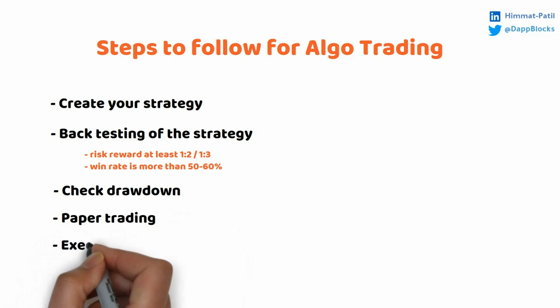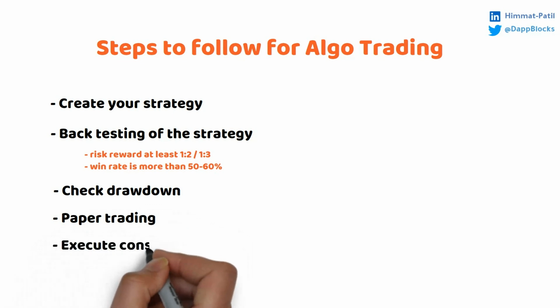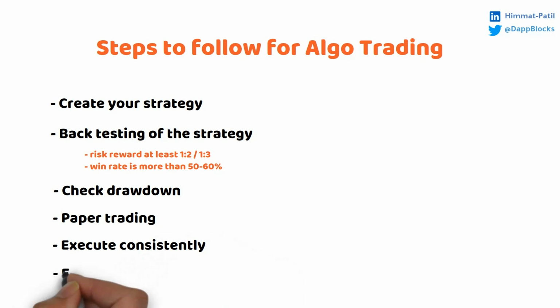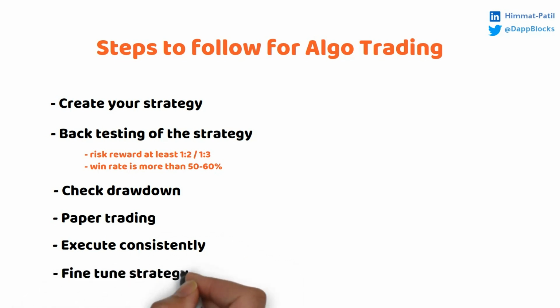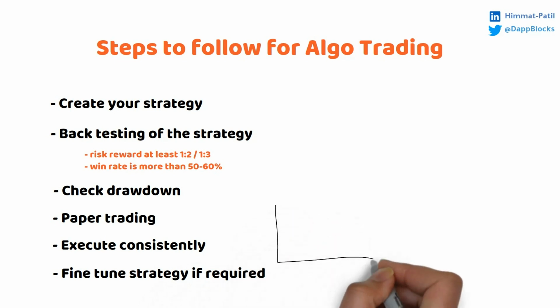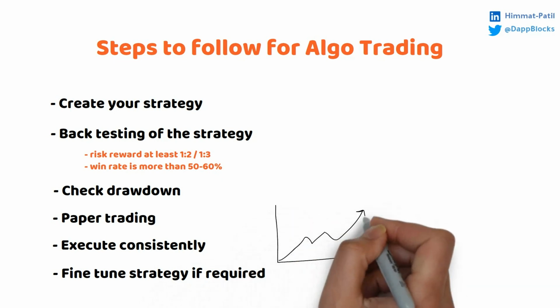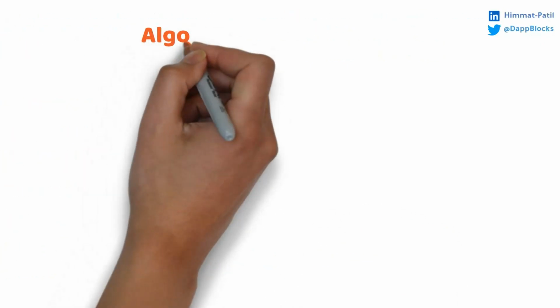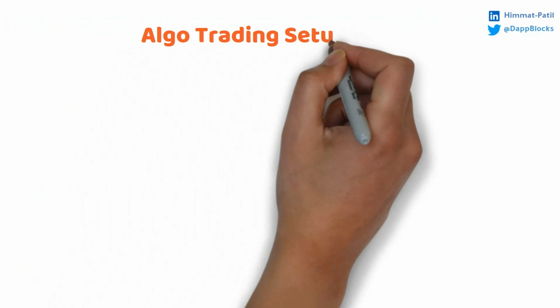Once you have your strategy, then run that strategy consistently. Do not give up within the first few days or weeks. Finally, based on your real trades, fine-tune your strategy if required. You only need one strategy to make consistent income from the market. Algo trading works the same across all asset classes.